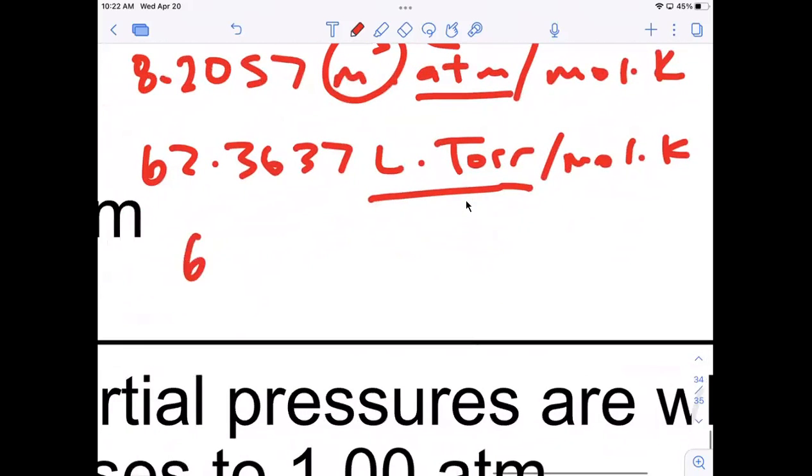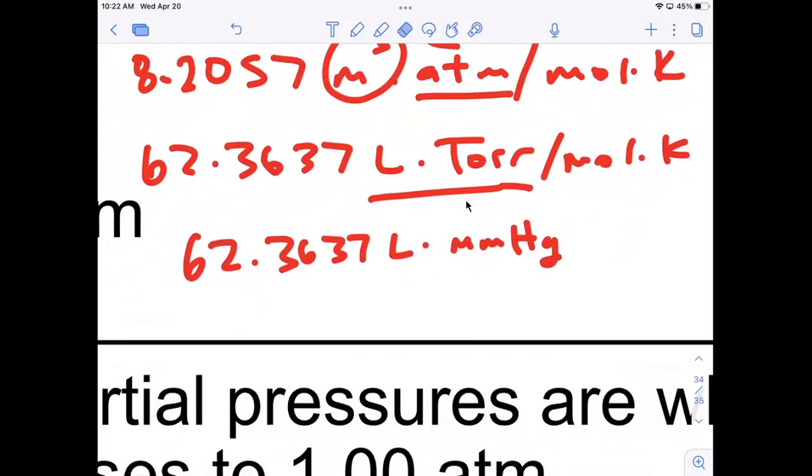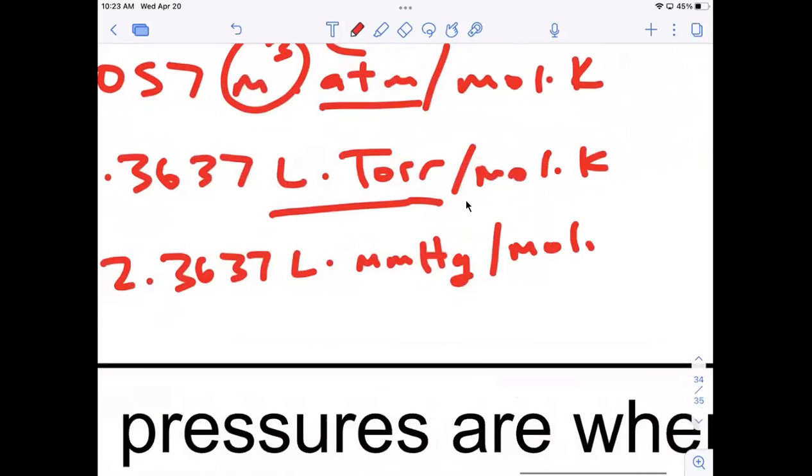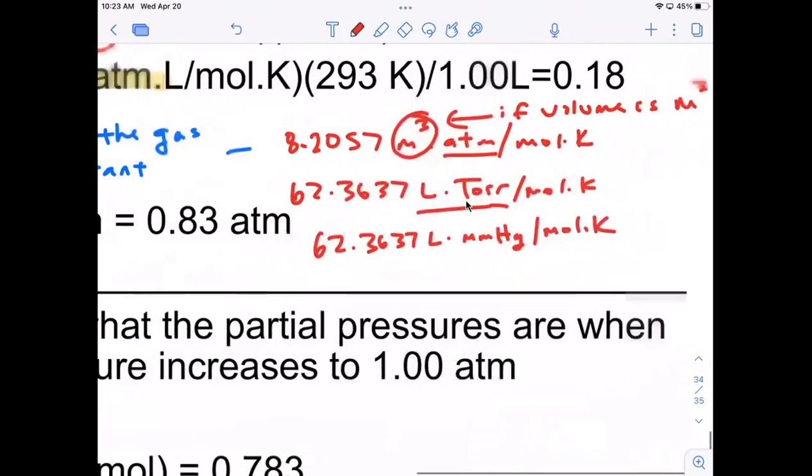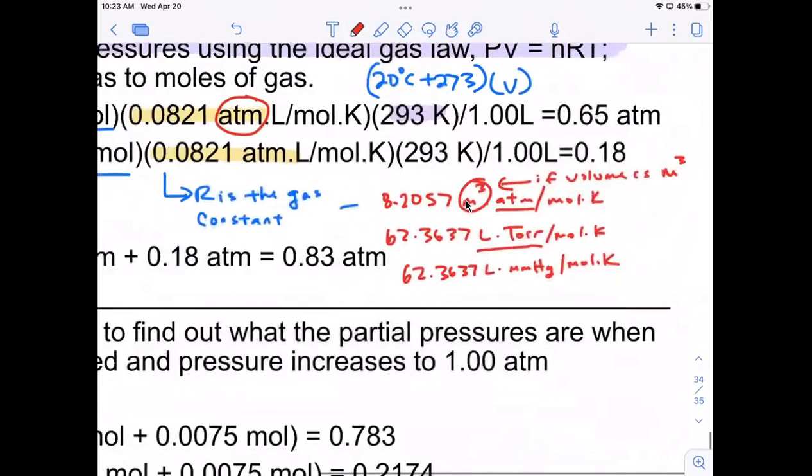And if it's millimeters of mercury, it's going to be the same, 62.3637 liter millimeters of mercury per mole Kelvin. All right, so these are R values, and again, it's going to vary based on your pressure, or it can vary even based on your volume unit. But more than likely, the pressure unit is what's going to be different. So that number can change.